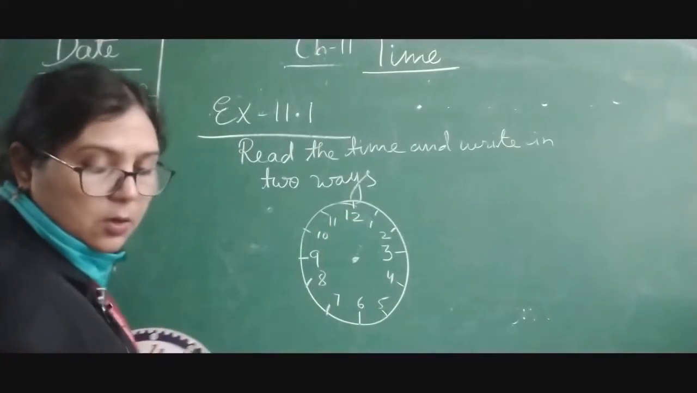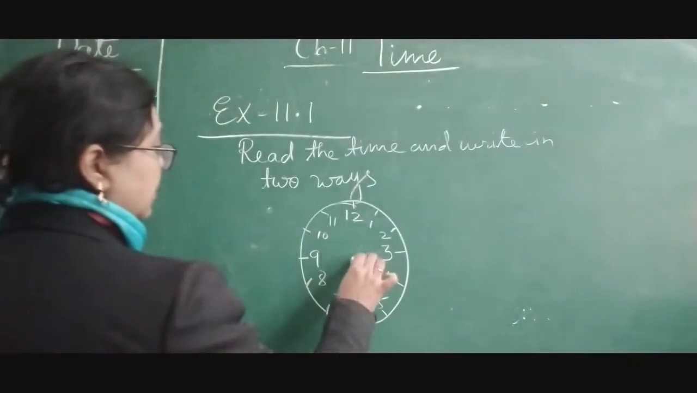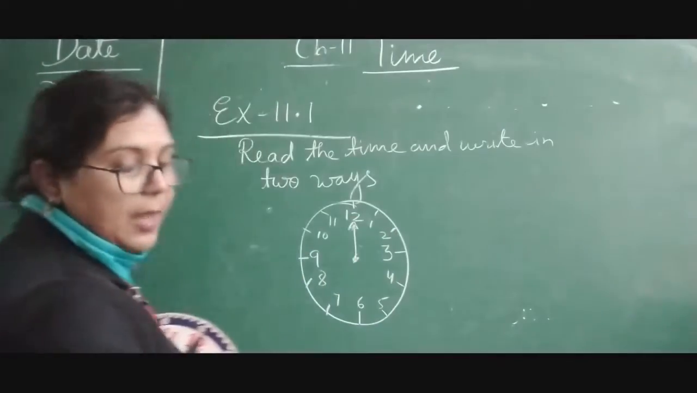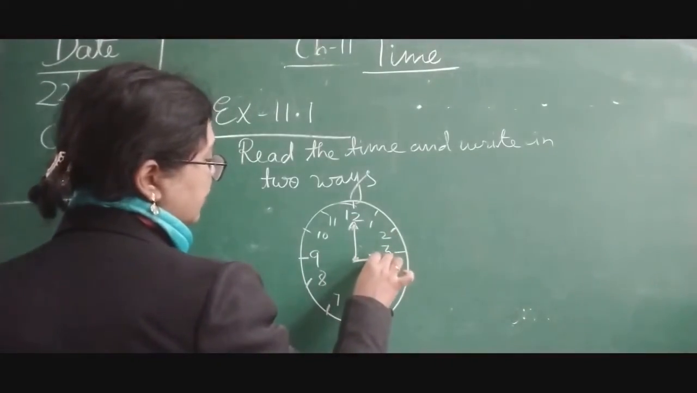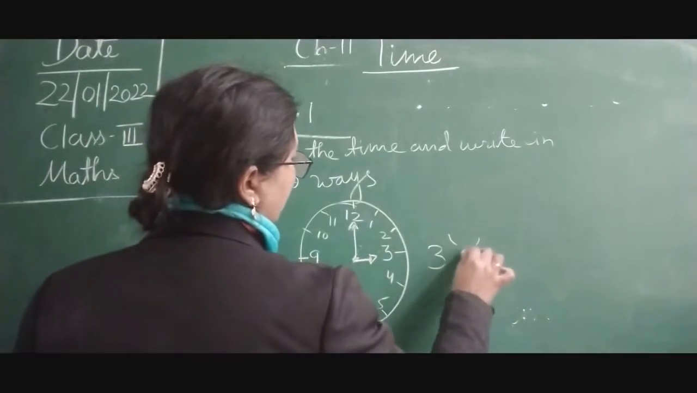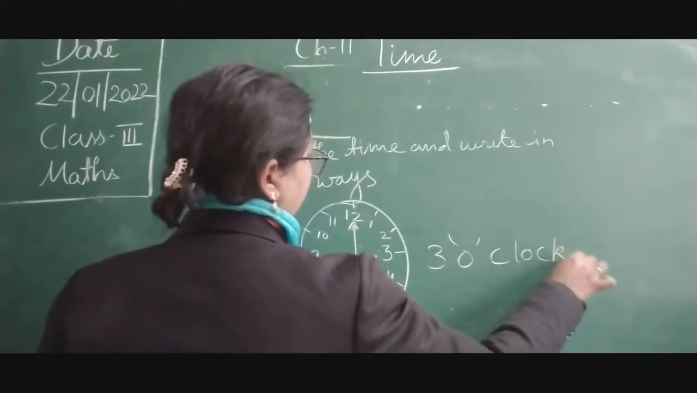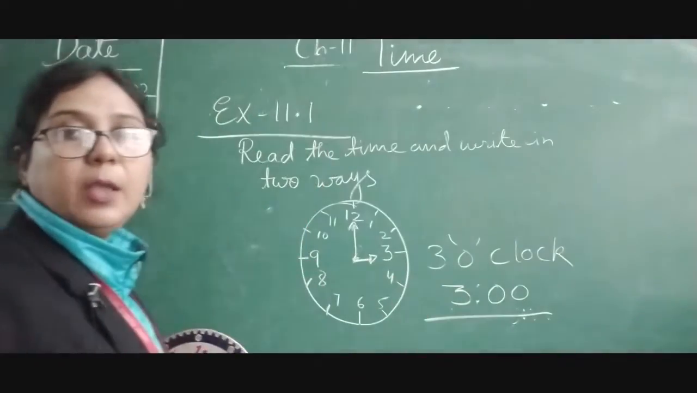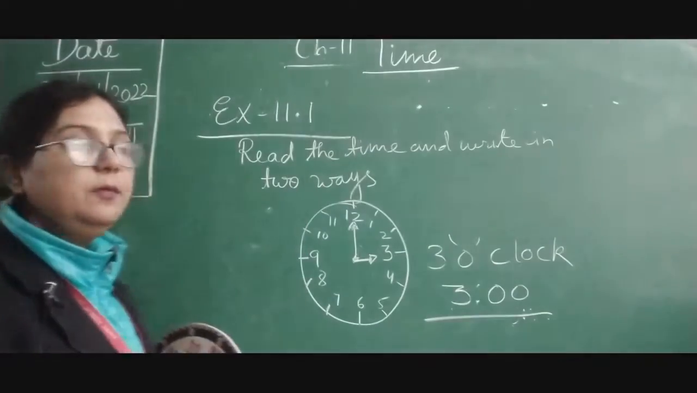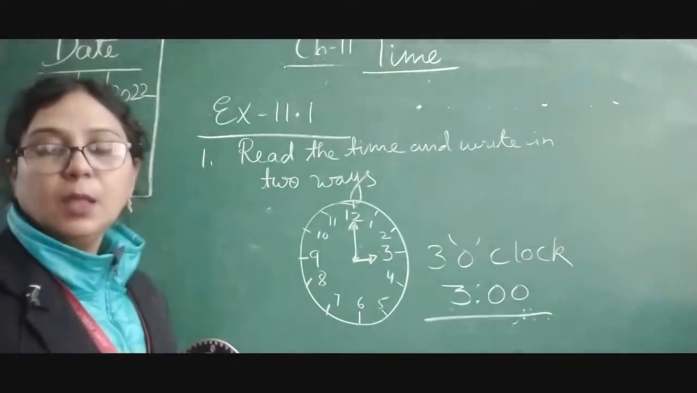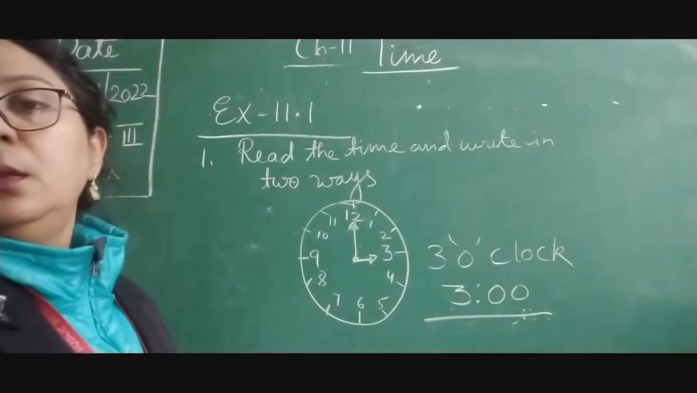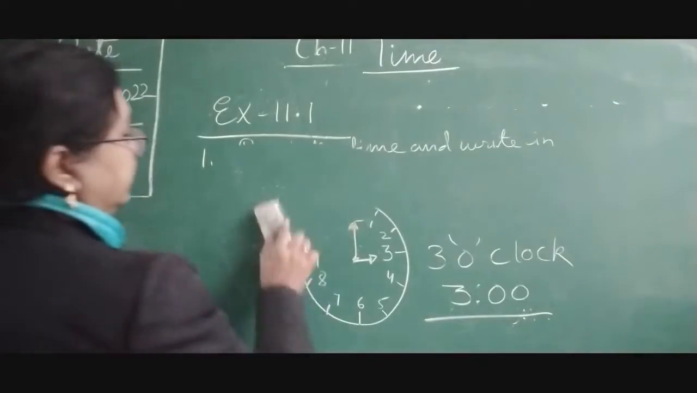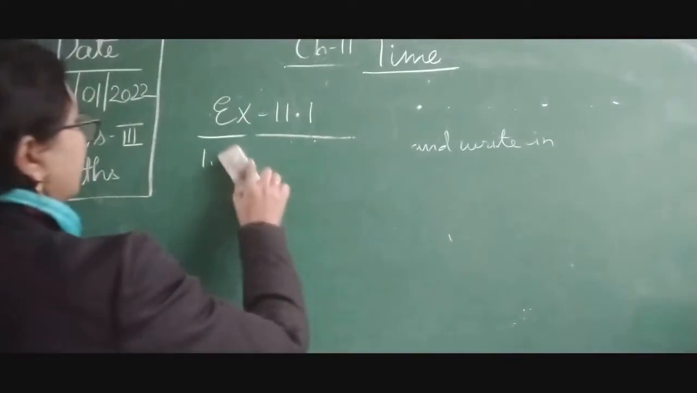So here children, the clock is showing us that our minute hand is at 12 and our hour hand is at 3. So children, this is 3 o'clock, and we will write it in the other way, that is 3:00. Okay, so this we have done, this is the number 1. Now we will do our second one.